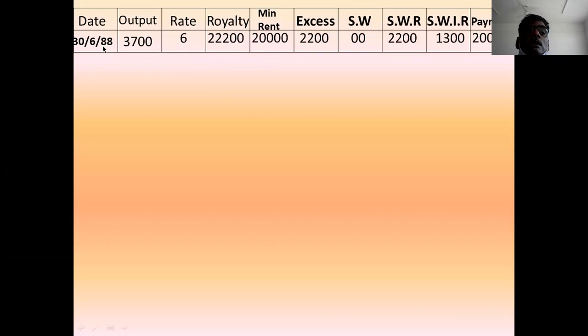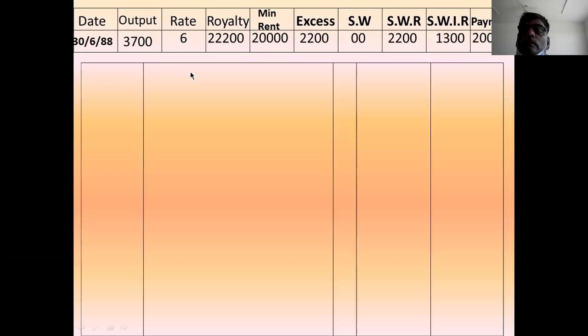Okay, then this is the information relating to 1988. Here you draw the table.